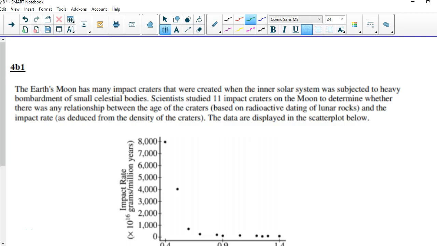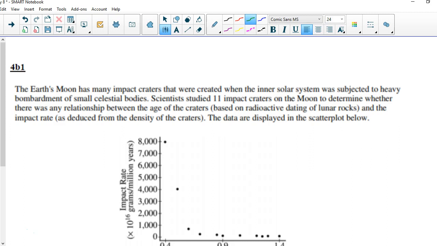All right, so we're going to do one regression problem, and I'm going to review some linear regression in it. Let's get started. The Earth's moon has many impact craters that were created when the inner solar system was subjected to heavy bombardment of small celestial bodies.